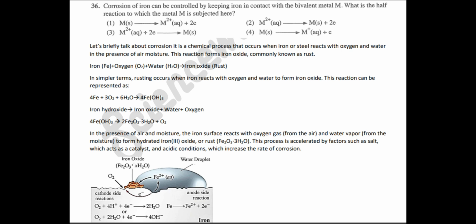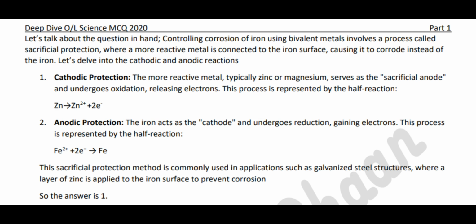Okay, let's talk about the question at hand. Using bivalent metals to control corrosion is called sacrificial protection, where a more reactive metal than iron is placed on the surface of the iron. Okay, we have cathodic protection and anodic protection. In the cathodic protection, the more reactive metal like zinc or magnesium undergoes oxidation, releases electrons. This process is represented by the half reaction, zinc into zinc 2+ and 2 electrons.